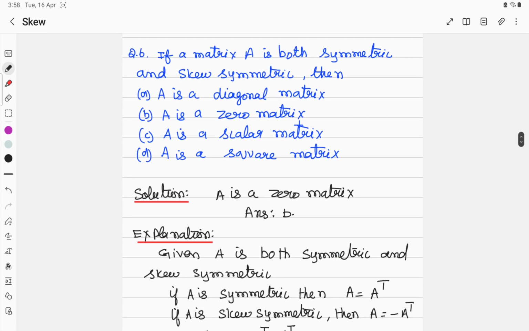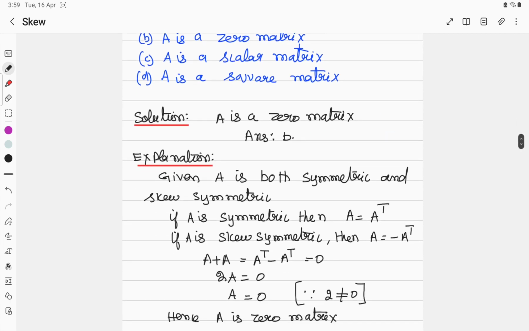Question number 6. If a matrix A is both symmetric and skew symmetric, then A is a diagonal matrix, A is a zero matrix, A is a scalar matrix, A is a square matrix. What is given? The matrix is symmetric as well as skew symmetric. So the solution is A is a zero matrix. Answer B.